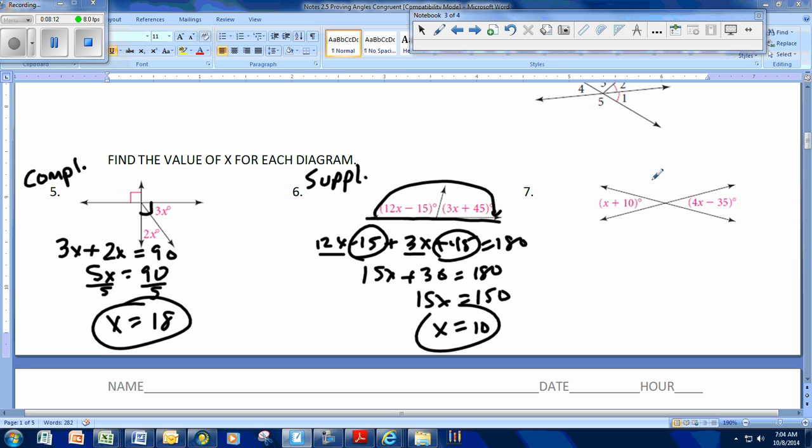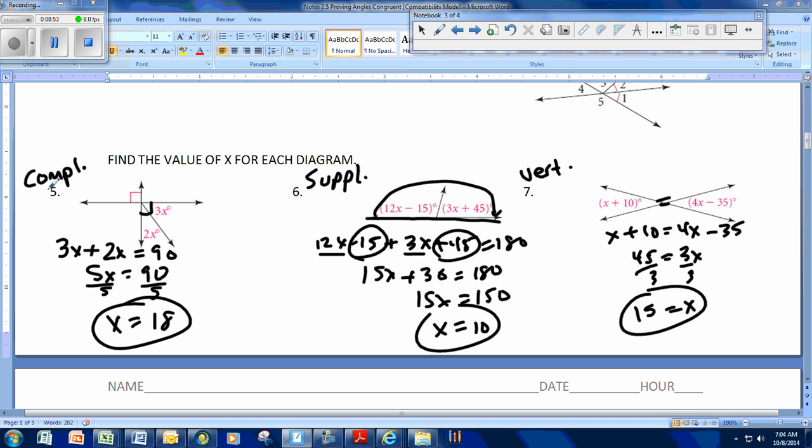And the last example, number 7, these two angles are created by two intersecting lines. They're across from each other, so these are vertical angles. I know vertical angles are equal, so my equation would be x plus 10 equals 4x minus 35. So I can solve this for x. I'm going to bring this x over. I'm going to subtract x. That gives me 3x over here, and I will add 35 to both sides. That gives me 45 over here, and divide by 3. And in this case, x would be 15.